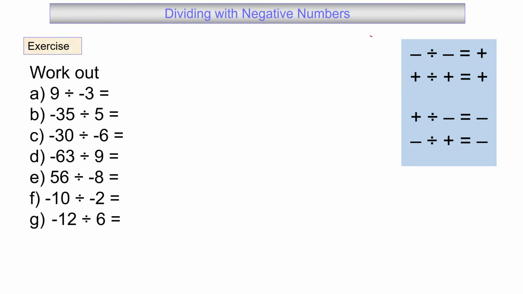Here's an exercise for you to practice dividing negative numbers. So as before, can you get yourselves a piece of paper, write out these questions, press pause, try them out, and when you're ready to mark your answers, press play and I'll be going through the answers with you. A, we have 9 divided by minus 3.